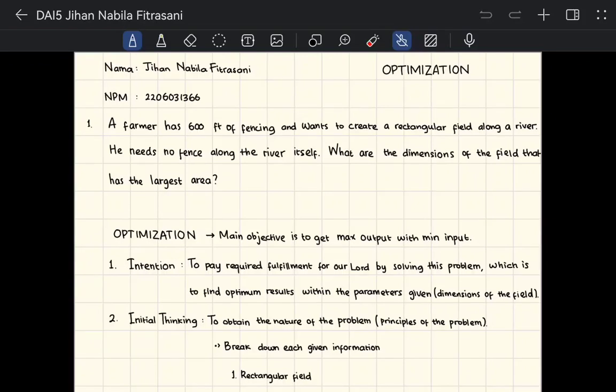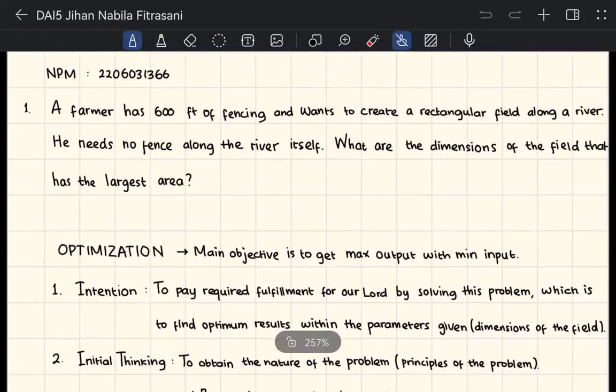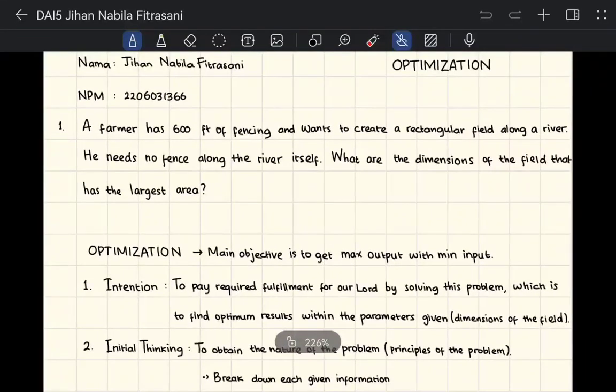2206031366. Here I will answer the third task and the final task, which is to solve a problem of optimization using DIE5. So without further ado, I'll explain. There's a farmer that has 600 feet of fencing and wants to create a rectangular field along a river. He needs no fence along the river itself. What are the dimensions of the field that has the largest area?